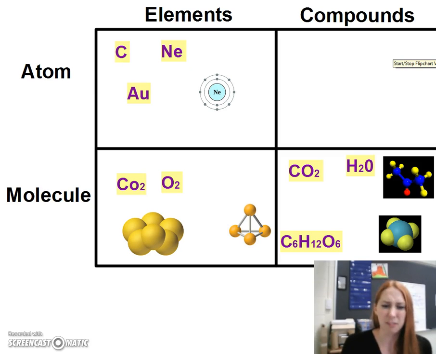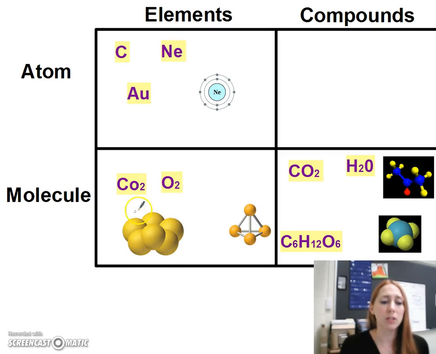I like to see things in a visual form, so for me this helps. Here we have all of our elements, all of our atoms, all of our molecules, and all of our compounds. So in this box, we have our atoms that are also our elements. We've got carbon, gold, neon, a model of neon. Down here, we have our elements, remember those pure one type of atom substances, that are also chemically bonded together. So we've got carbon monoxide, CO, and we've got oxygen, O2.